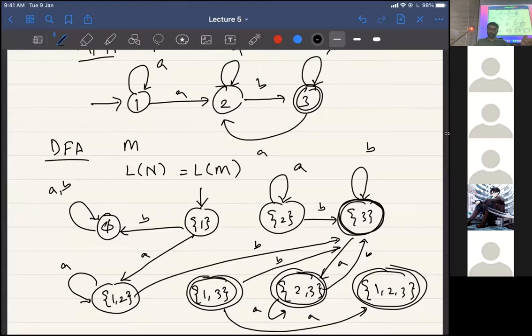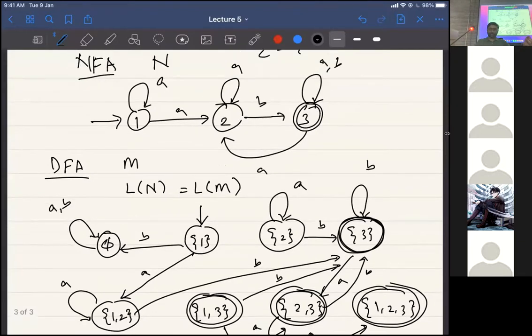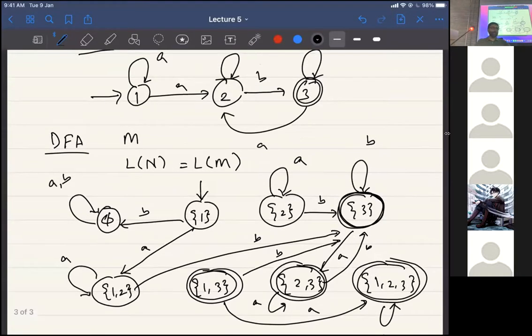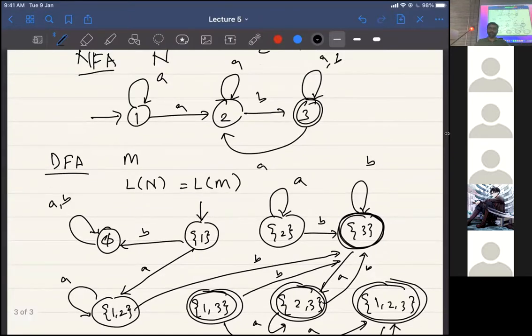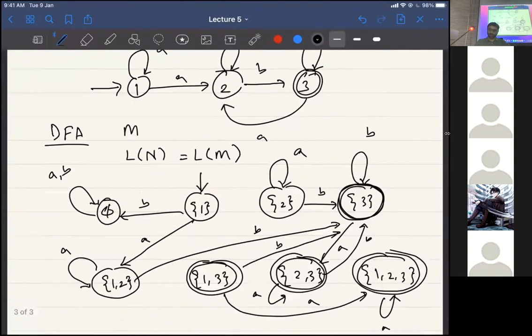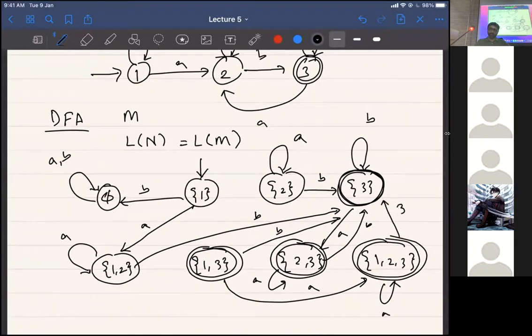So one and two. When the machine is in two, it reads A and remains in two. When the machine is in three, reads A, it means that it will have a loop on A. What about B? When the machine is in one, reads B, goes nowhere. When the machine is in two, reads B, it goes to three. When the machine is in state three and reads B, it goes to three. So we are done with all the states, and this is the DFA.